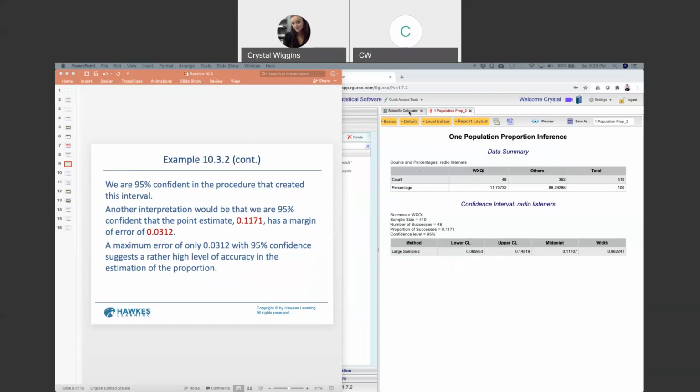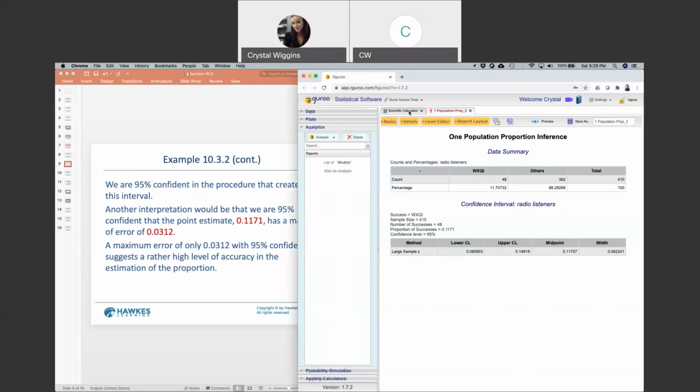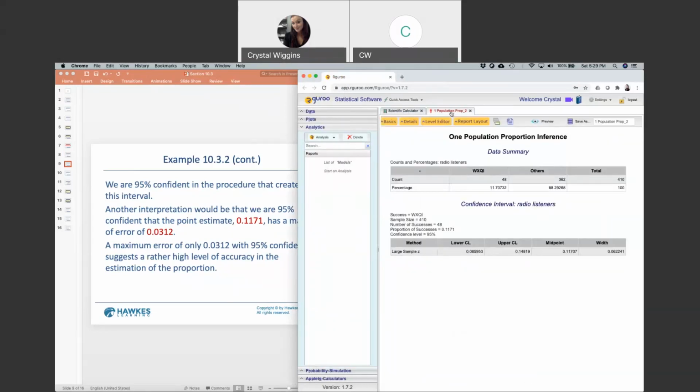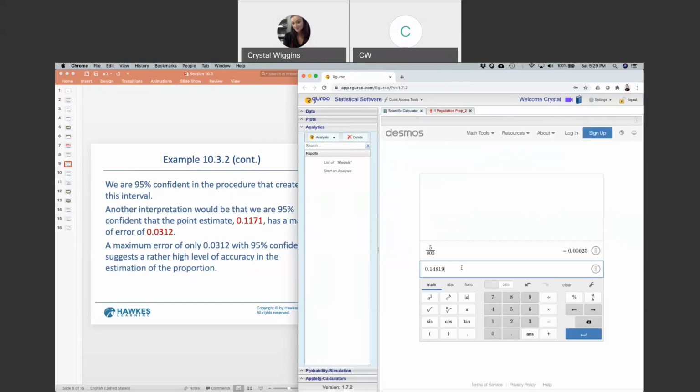let's see, 0.14819. We'll put that in here. 0.14819, I think. Let me go back. Yep. And subtract 0.1171, minus 0.1171, we get 0.03109, but maybe that's because I can keep this exact.